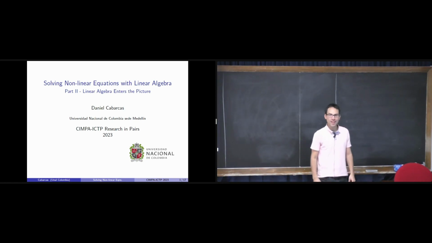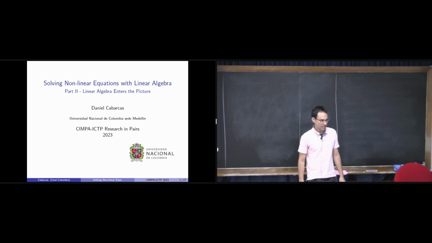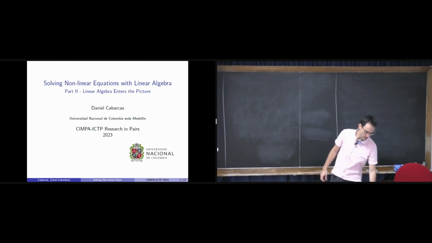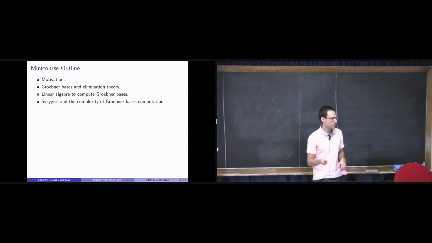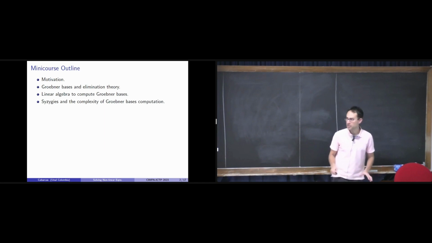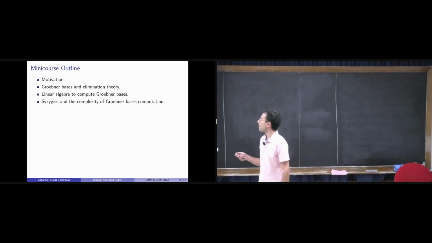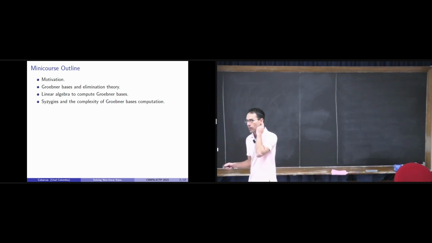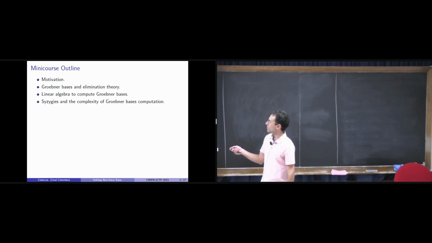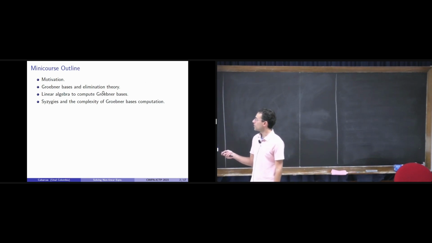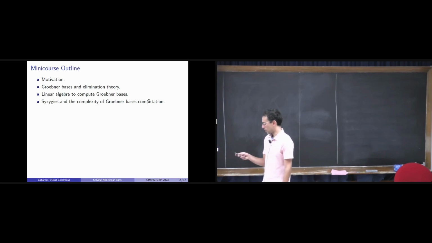Welcome back. To remind you of the mini course we're doing and what topics we're covering. We started with a motivation, then Groebner basis and elimination theory, and now we're going to start talking about linear algebra to compute Groebner basis. And then in the last 2 sessions, we're going to talk about syzygies and the complexity of Groebner basis computation.